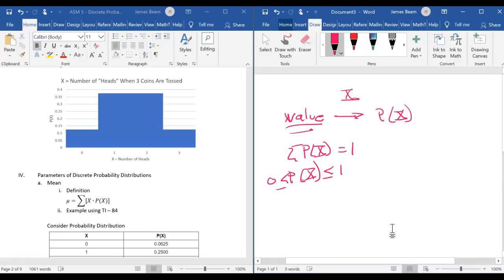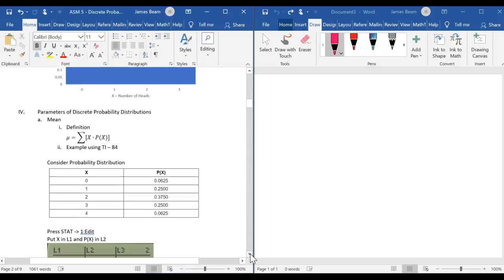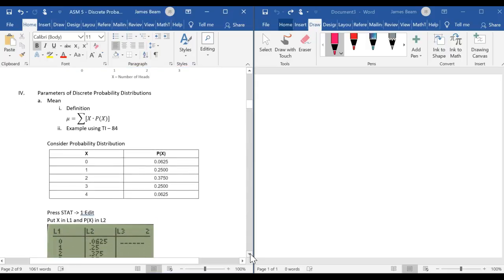All right, so the next thing we get here are what are called parameters. Probability distributions have 2 major parameters that we worry about. One is the mean of the probability distribution, and one is its standard deviation. This is how we're going to end up using that with some of our rules on normal distributions, where we're going to start getting into some inferential statistics.